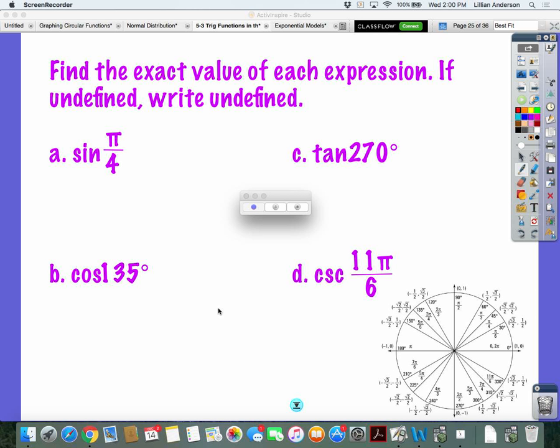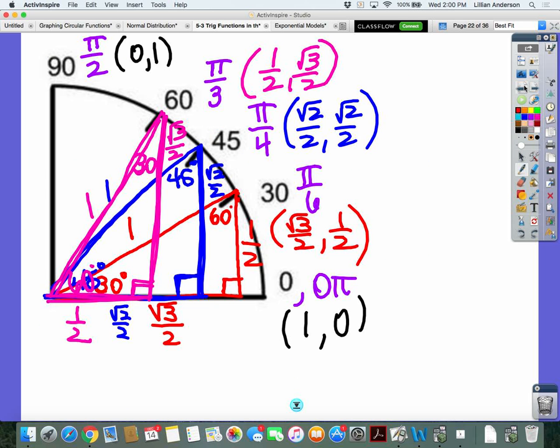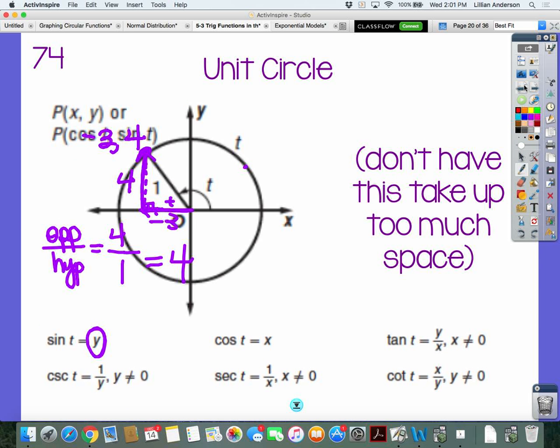Now real quick, let's review. We talked about this last class, but cosine of your angle, if it's on the unit circle, is what? It's x. Okay? It is the x value. Remember, we talked about this last class. Cosine is the x value. Sine is the y value. And we know tangent to be y over x.